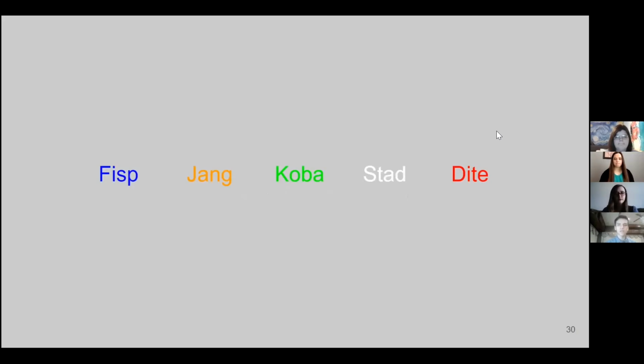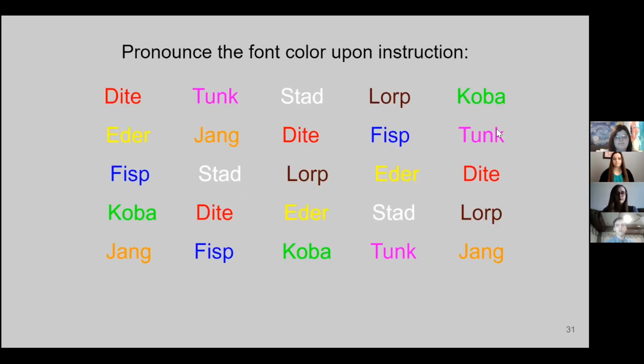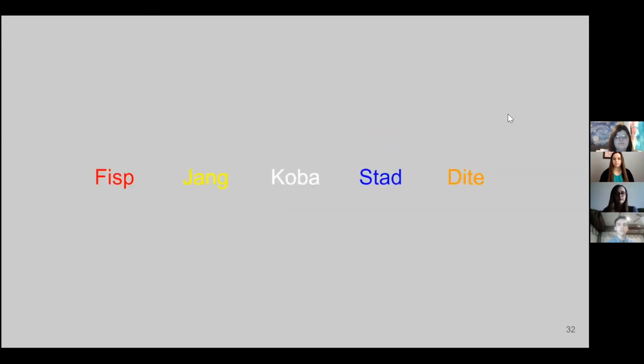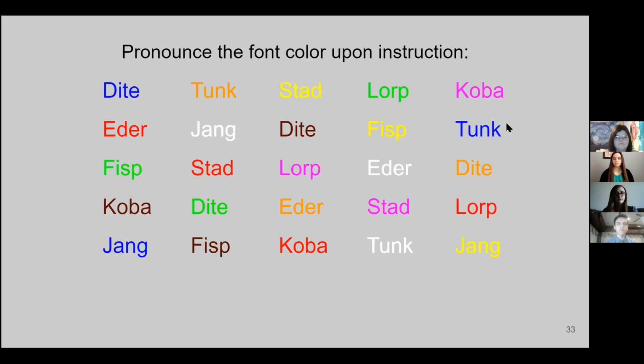So once again, a congruent practice slide, followed by the congruent test where accuracy and response times were measured, followed by an incongruent practice slide. So for the first word, instead of saying fisp, the participant would say dite. And then again, the incongruent artificial test where accuracy and response times would be measured. After this, the participants were debriefed.